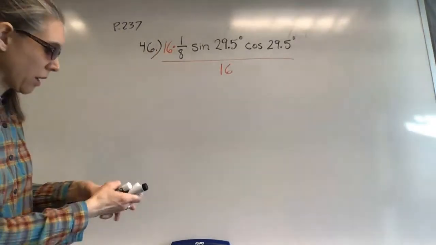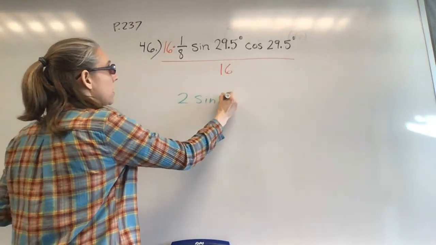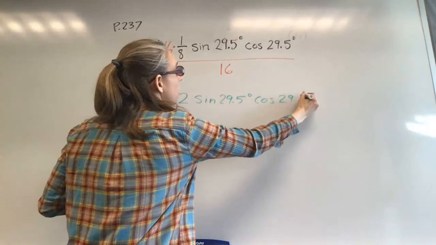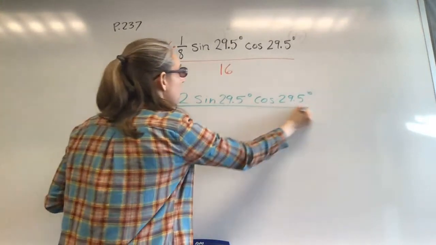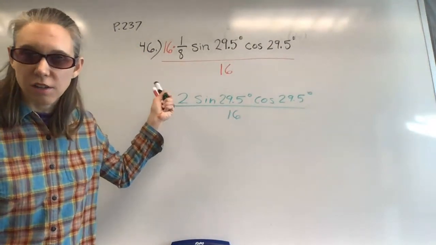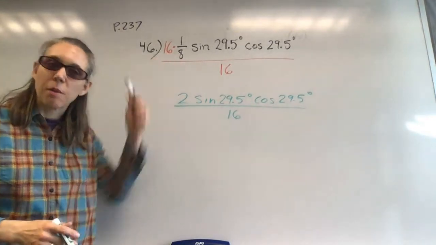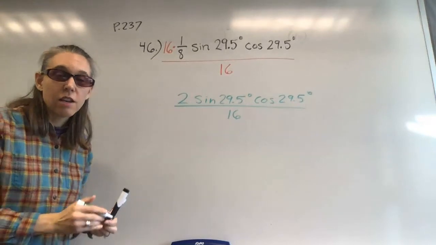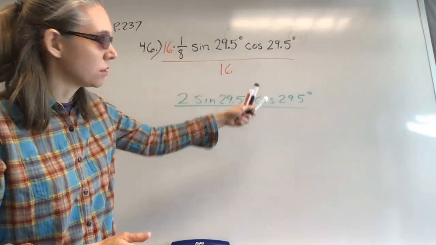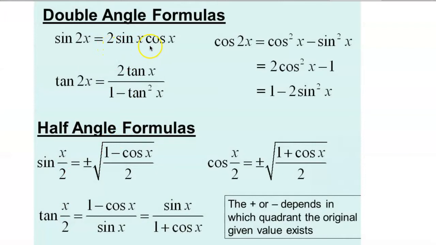So now for my numerator, I conveniently have 2 sine 29.5 cosine 29.5, and this is still all over 16. So resist the urge here to reduce 2 and 16 back to 1/8, because that's where you came from. Keep your eye on the ball. Where are you going? You're trying to fit 2 sine 29.5 cosine 29.5 to one of the formulas. So it does exactly fit this formula right here.